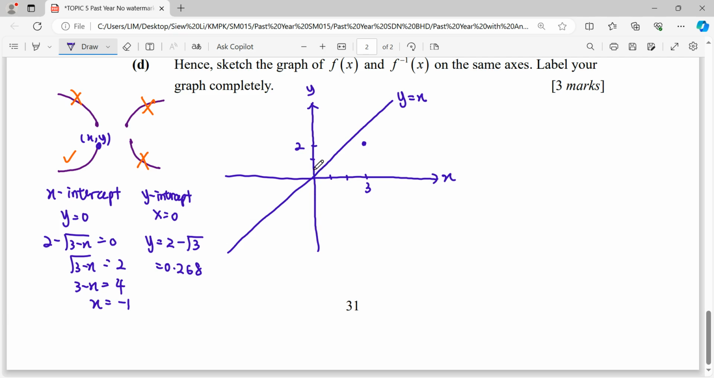So y-intercept at here, x-intercept at here. So it will be shooting y, x. So label here negative 1 and here 0.268. And this is our original function.